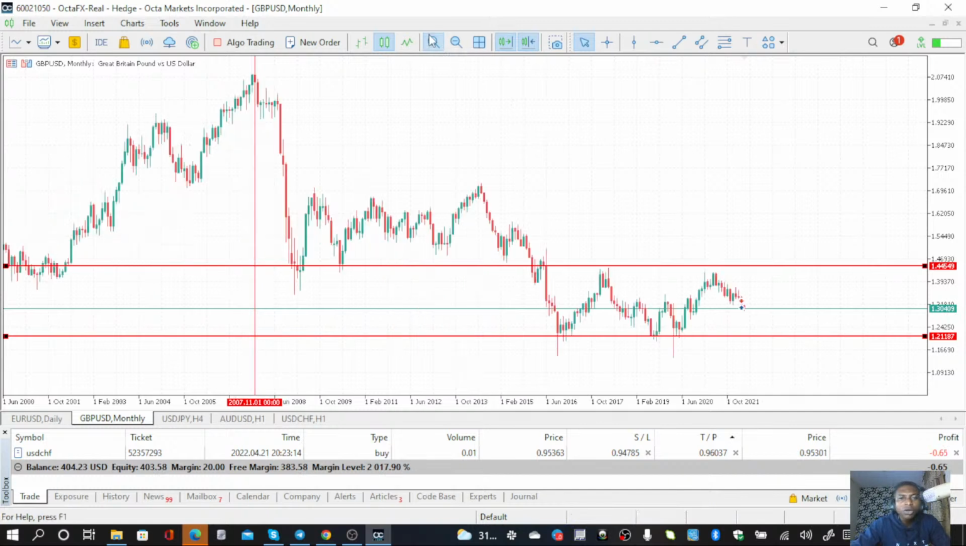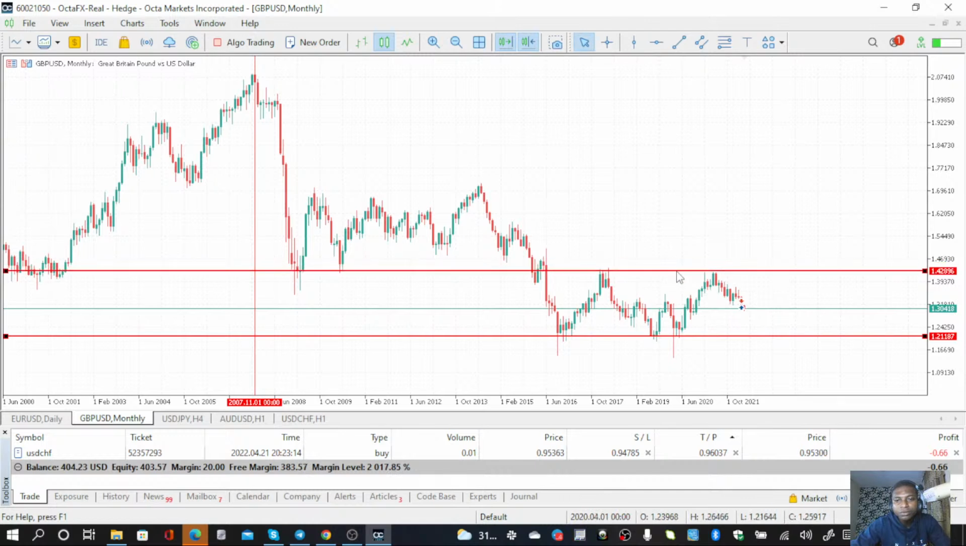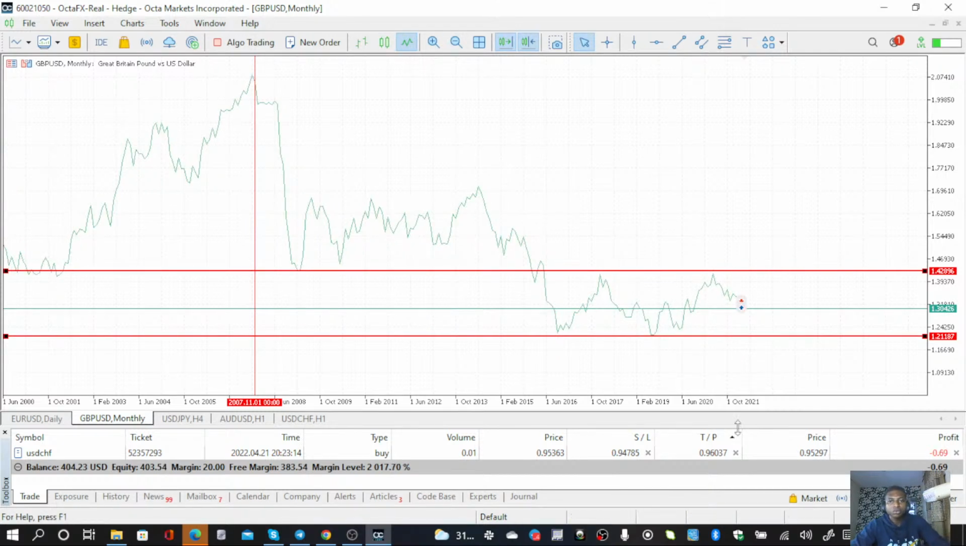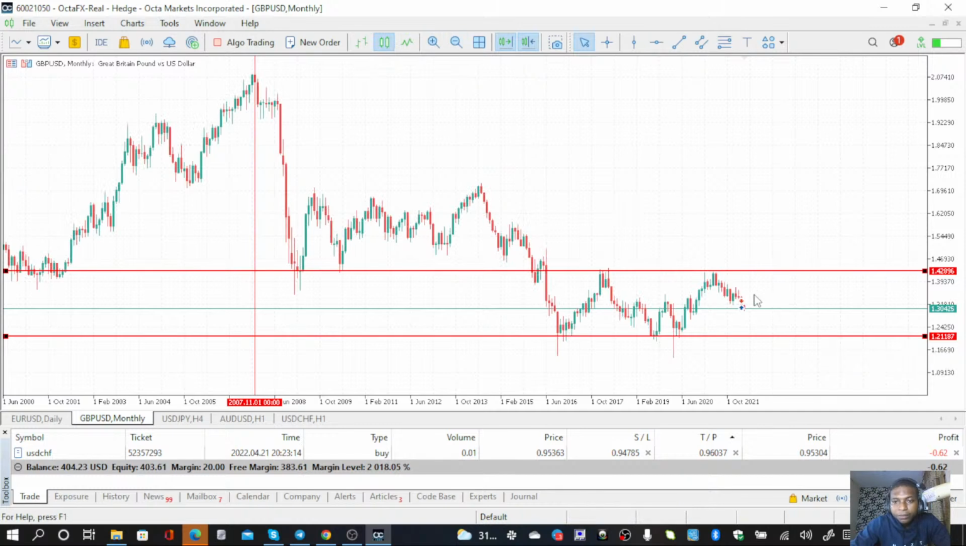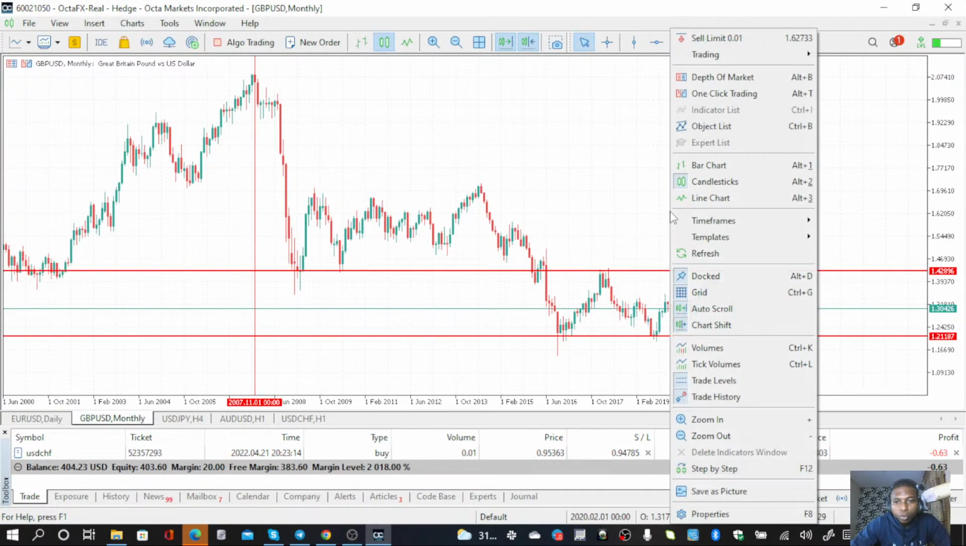Now, if you zoom in on the monthly time frame, you also see that this is a resistance level, this is a support level. So you can also go to the line chart to identify it clearly. All right, now having identified that clearly, there is now a need to go on the next lower time frame, which is the weekly time frame.